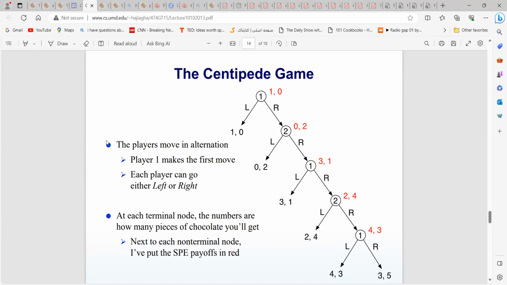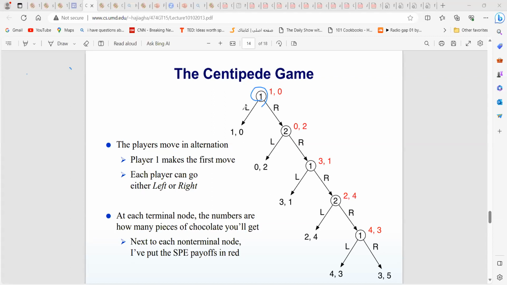So let's see this particular case essentially. The centipede game. What is the centipede game? This is a particular extensive form game that exists. So here player one is doing the first move. Then each player can go either left or right, and they are alternating essentially.